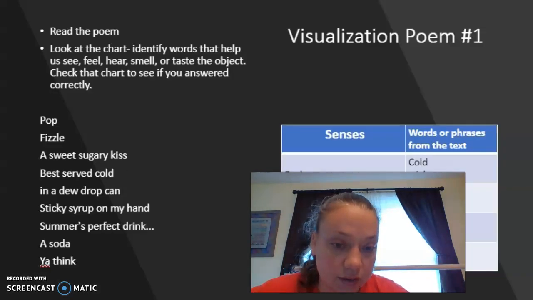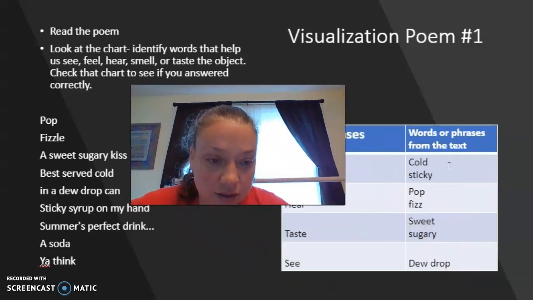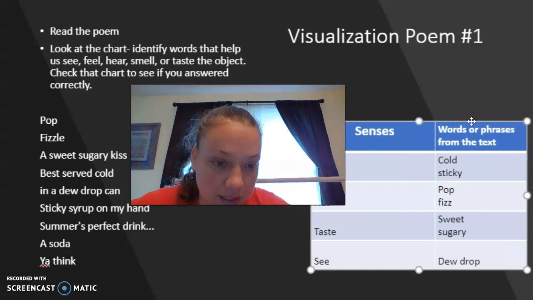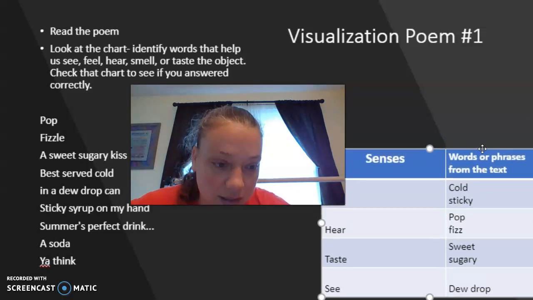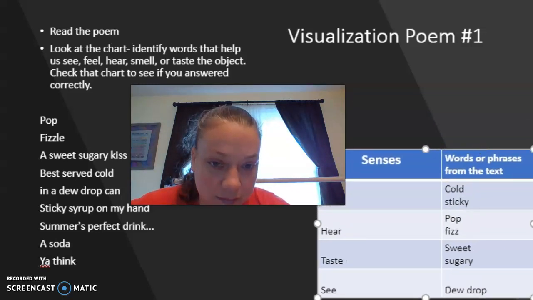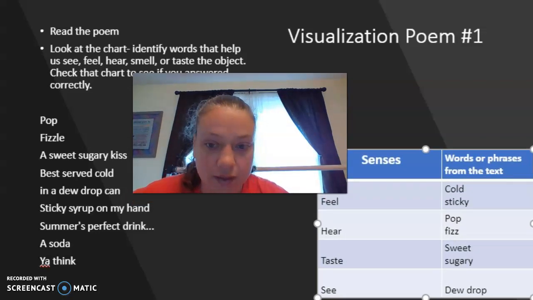I'm moving my chart, so thank you for being patient with me. Let me figure this out. See if I can move this. Give me 1 second. I'm going to be able to get it just right. There we go, that's good enough.